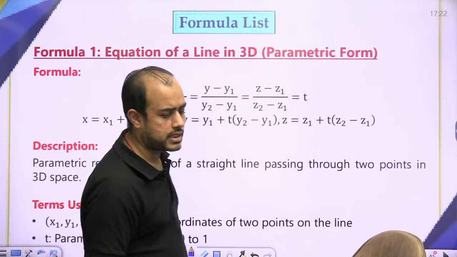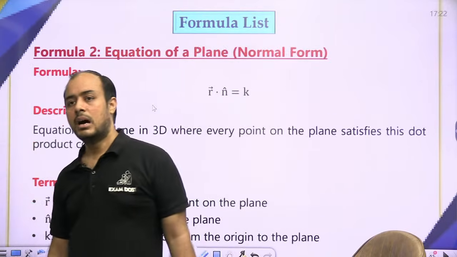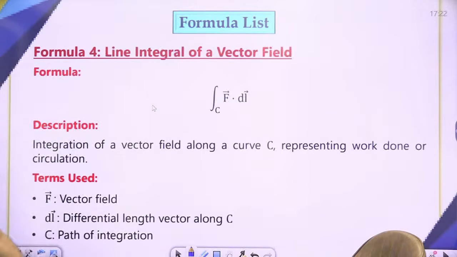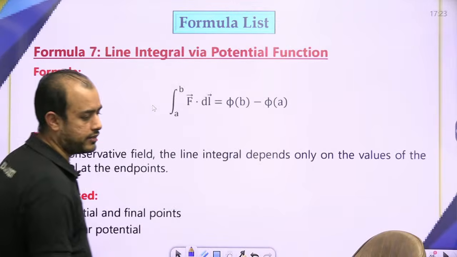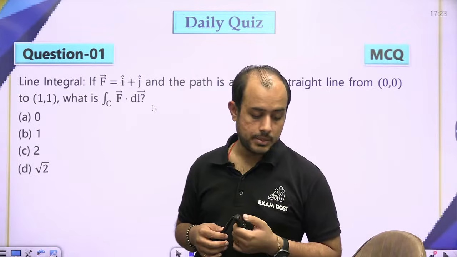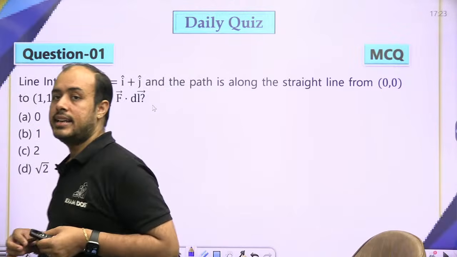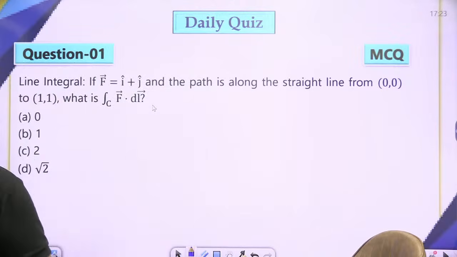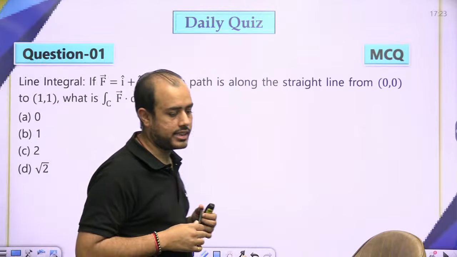आरआरबी जेई वाले पढ़ तो सकते हैं बट ज्यादा काम का है नहीं. अब देखो जो भी चीजें मैंने बताई हैं, दीज आर ऑल द फॉर्मूलाज बेटा, वॉट एवर आई हैव टोल्ड यू. चलिए लेट्स कम टू द डेली क्विज. लाइन इंटीग्रल ऑफ द वेक्टर फील्ड अलोंग द स्ट्रेट लाइन फ्रॉम 0 0 टू 1 1. आइए बनाते हैं.